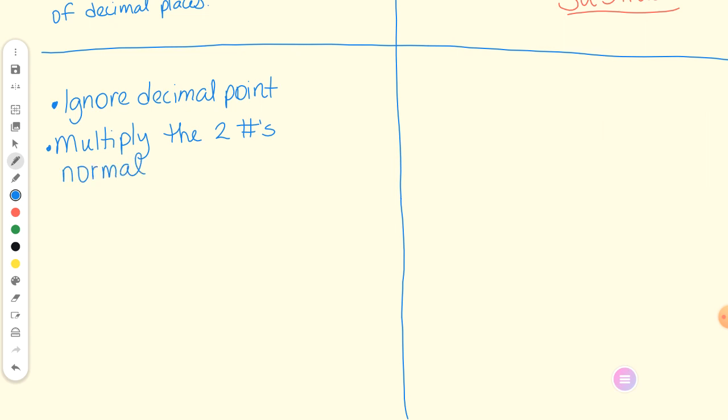Okay, this is why on that Are You Ready worksheet they had you practice your multiplication. Because you have to be able to do regular multiplication to be able to multiply decimals. Because really, we ignore the decimal point and we multiply like normal. Then we just have to figure out where to put the decimal point. Does anybody have any idea? Maya?